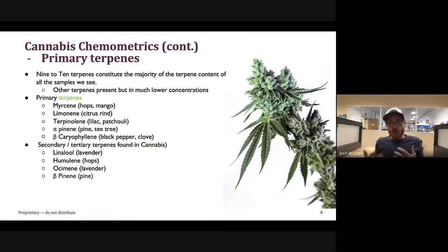Why is this important? Well, first of all, of the dozens of terpenes we test for at the lab, we really only see 9 to 10 in significant concentrations in the plants. Usually, if you have cannabis in front of you, there's a greater than 99% chance it's going to be dominant in one of these five terpenes: myrcene, limonene, terpinolene, pinene, or caryophyllene. It will also potentially have significant amounts of linalool, humulene, ocimene, and or pinene. These are the terpenes that are going to compose the majority of that essential oil from the cannabis.